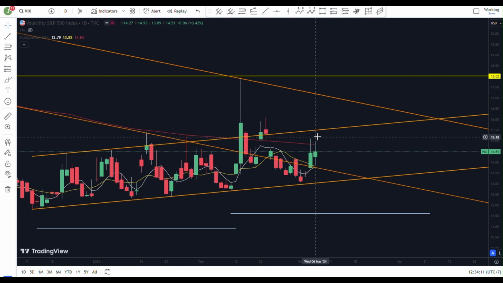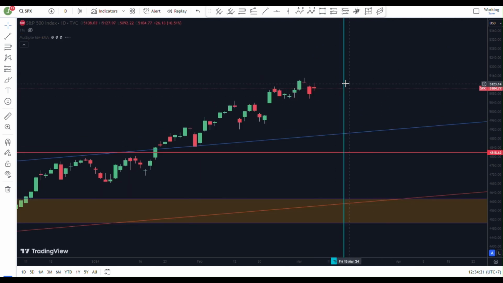But I definitely like the way this is shaping up since we broke above this trend line, and now we have closed 2 days above. I think we will continue higher, especially, again, considering the weakness that's starting to come into the market now.